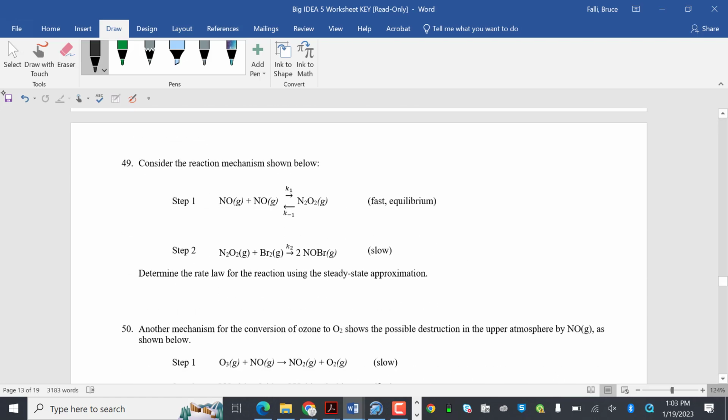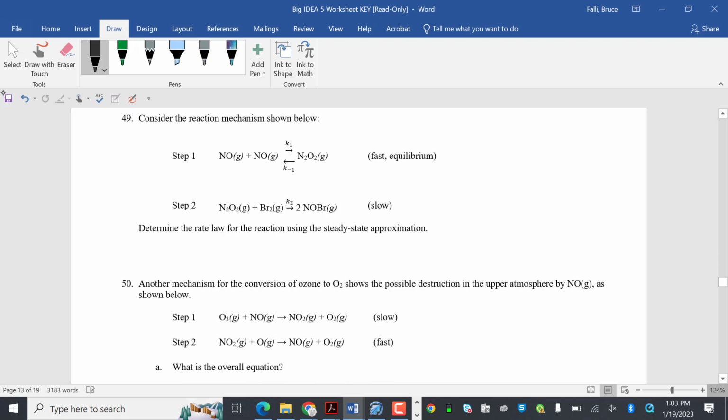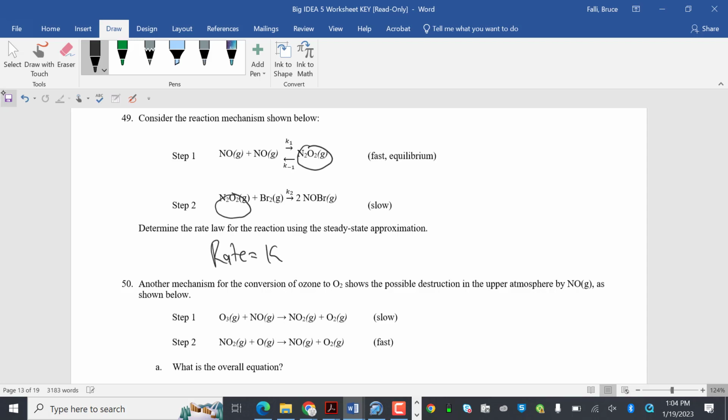Consider the reaction mechanism below: fast, equilibrium, and slow. Nobody cares about the equilibrium. They tell us that all the time. It doesn't matter. Determine the rate law for the reaction using the steady state approximation. Again, I told you if it says steady state approximation, nobody cares about those words. You just figure out what it would be. So this is my slow step, but notice I've got an intermediate, so I've got to pull the other ones in there. So rate equals K, NO squared, times bromine. That's it.